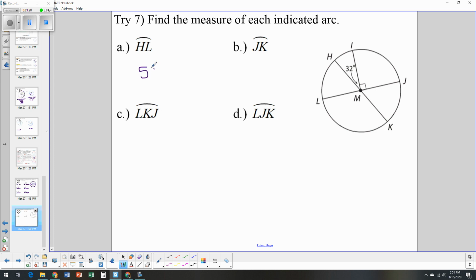HL was 58 degrees. JK was 58 degrees. Arc LKJ was 180 degrees. Woo. And arc LJK was 238 degrees. All right, that's our first lesson on circles.